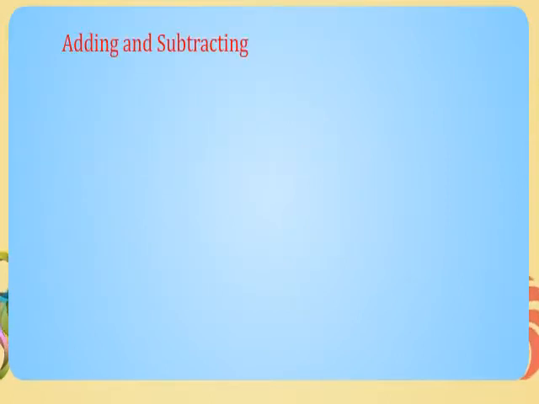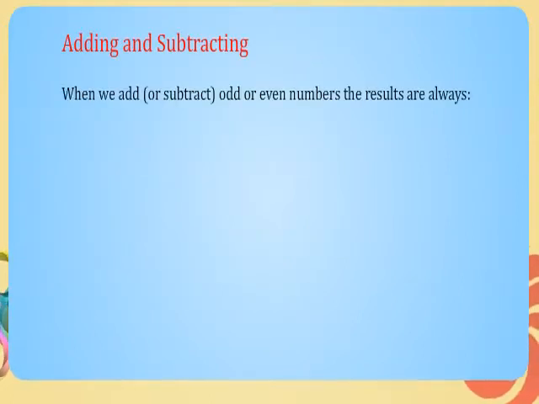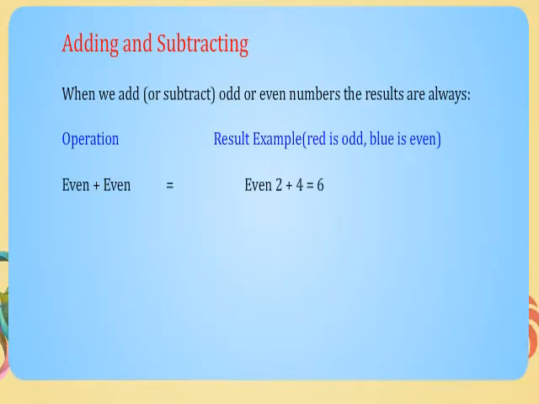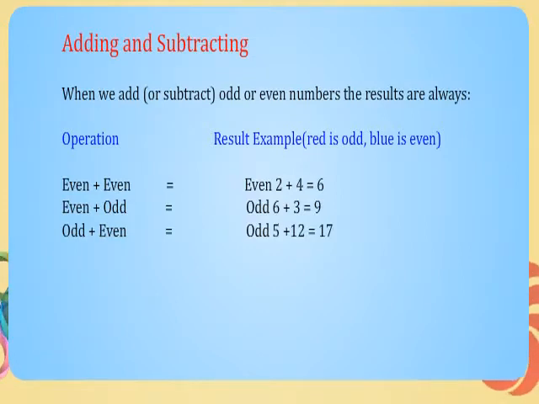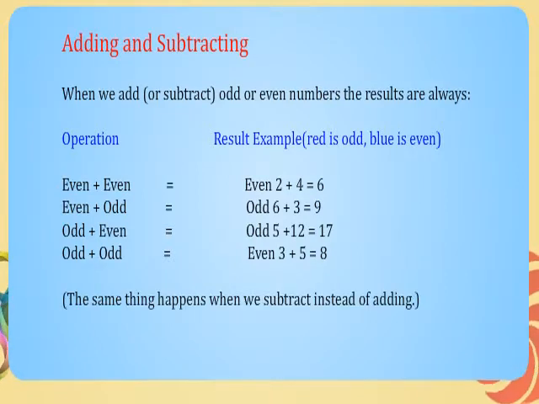Adding and subtracting. When we add or subtract odd or even numbers, the results are always: even plus even equals even, 2 plus 4 equals 6. Even plus odd equals odd, that is 6 plus 3 equals 9. Odd plus even equals odd, that is 5 plus 12 equals 17. Odd plus odd equals even, that is 3 plus 5 equals 8. The same thing happens when we subtract instead of adding.